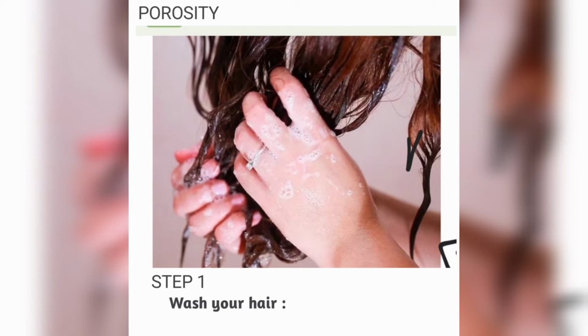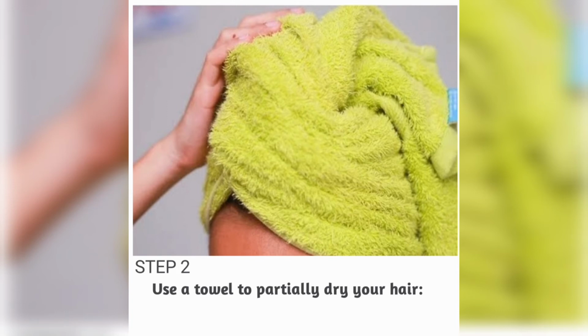The second step is to use a towel to partly dry your hair, and after that you comb your hair. You can use a clean t-shirt or a microfiber towel, but do not dry it too much, because you may not be able to determine how well your hair retains moisture.